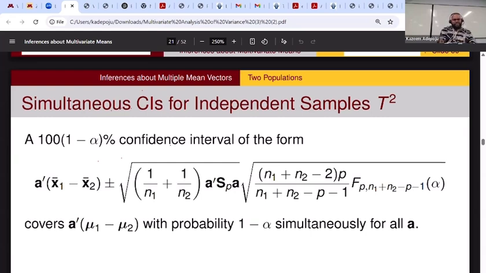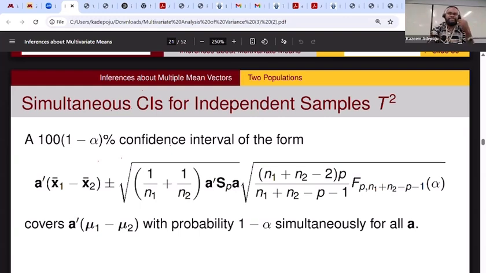Example that I cited where I actually want to compare performance of students in two schools in three subjects. What is the significance of simultaneous confidence interval for independent sample T squared? I know a difference exists between the performance in math in this school and in this school. If I have a single number for the difference between them, that's a point estimate.